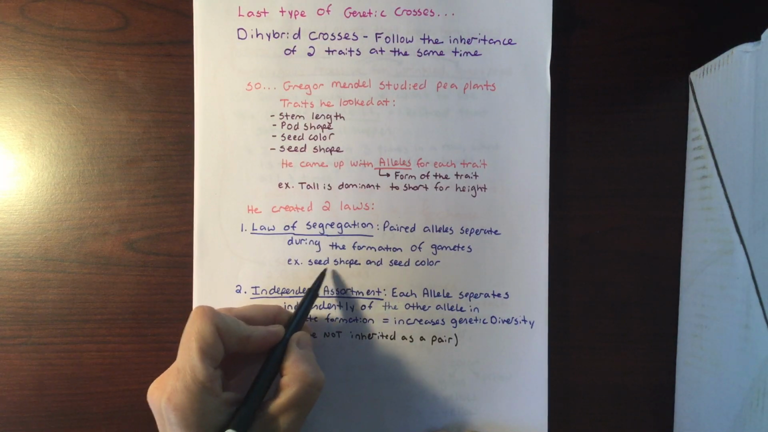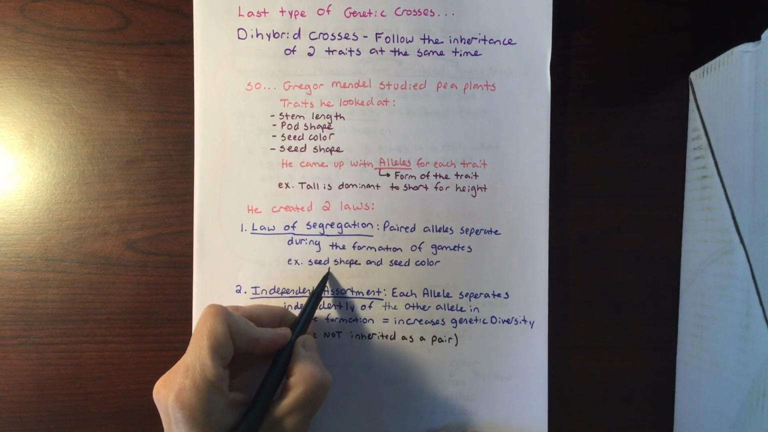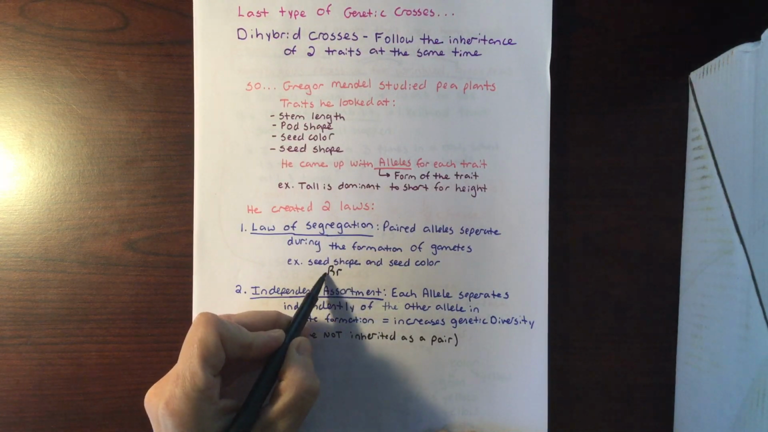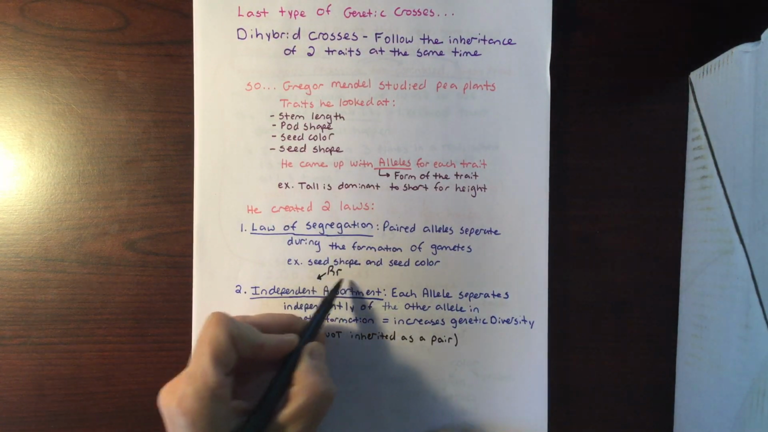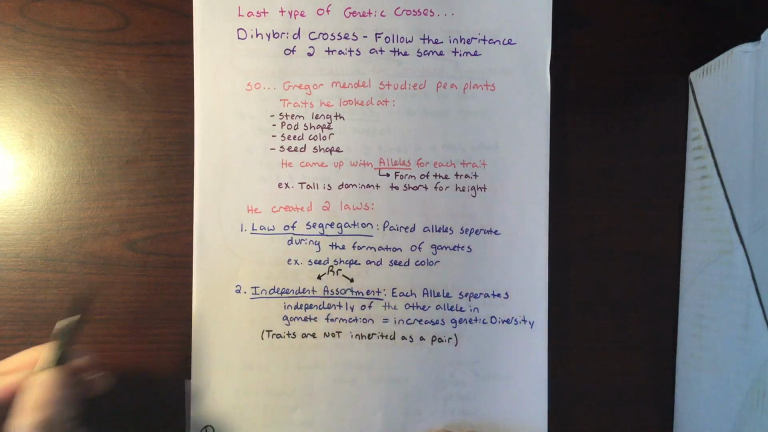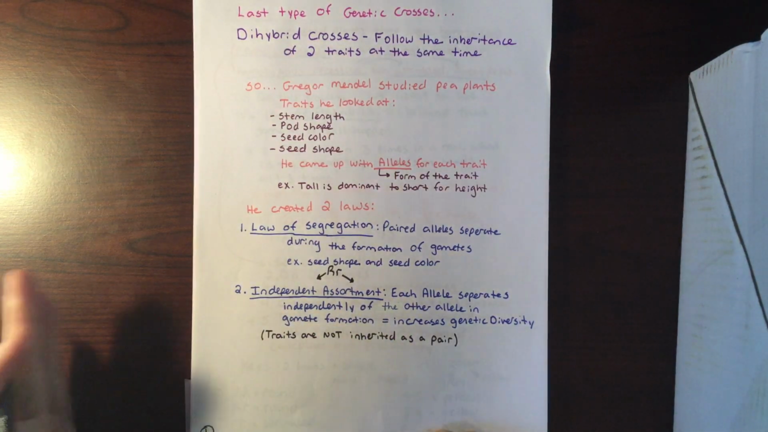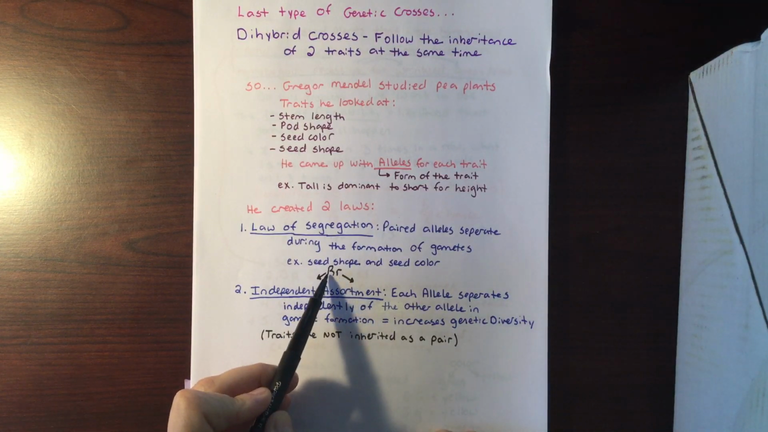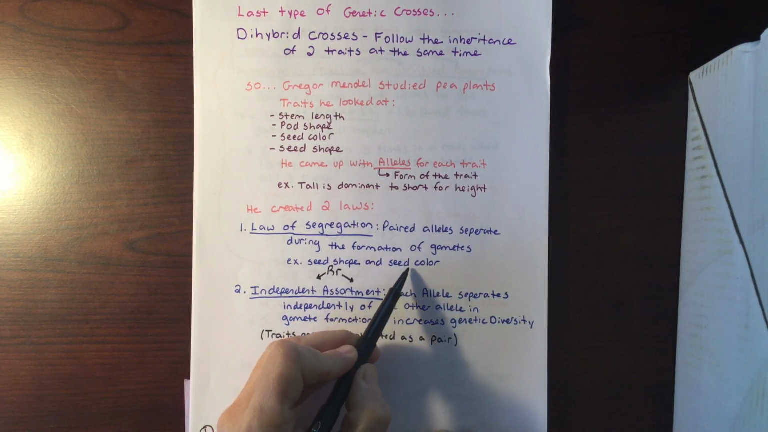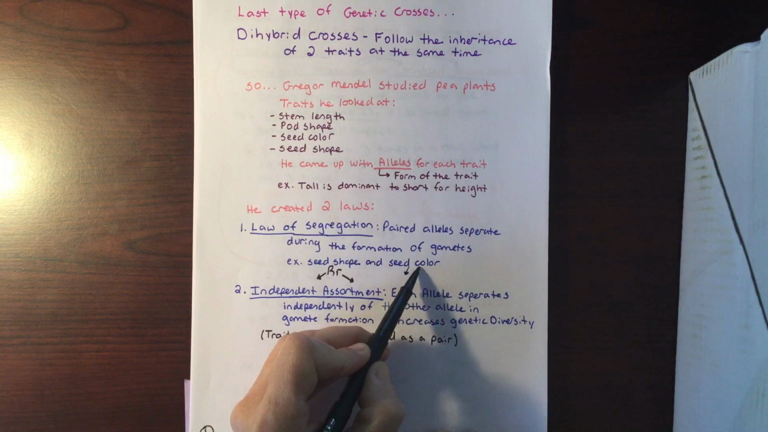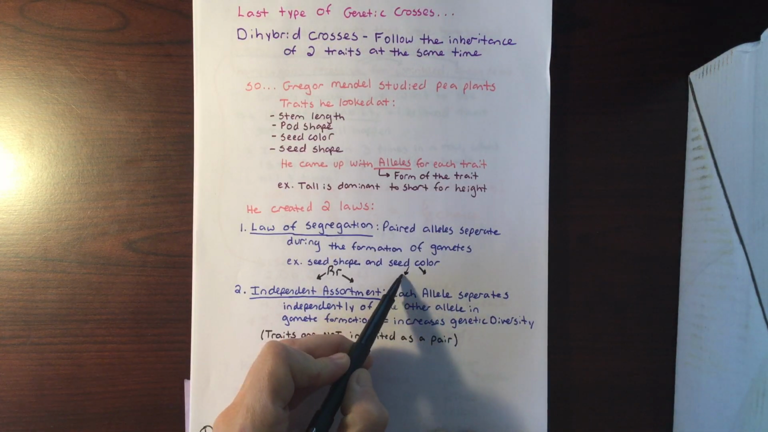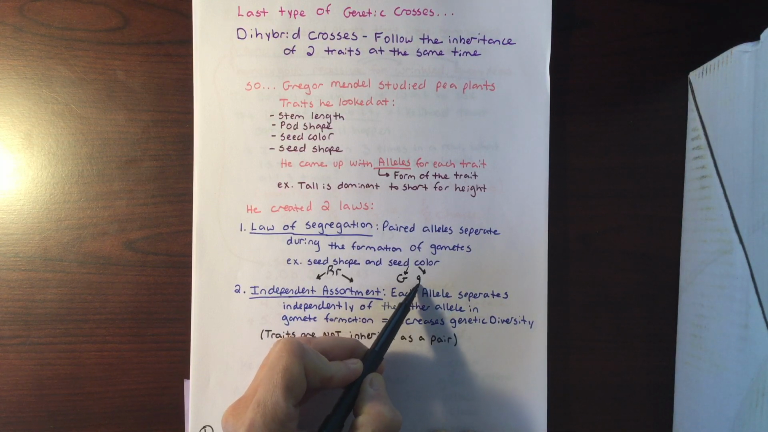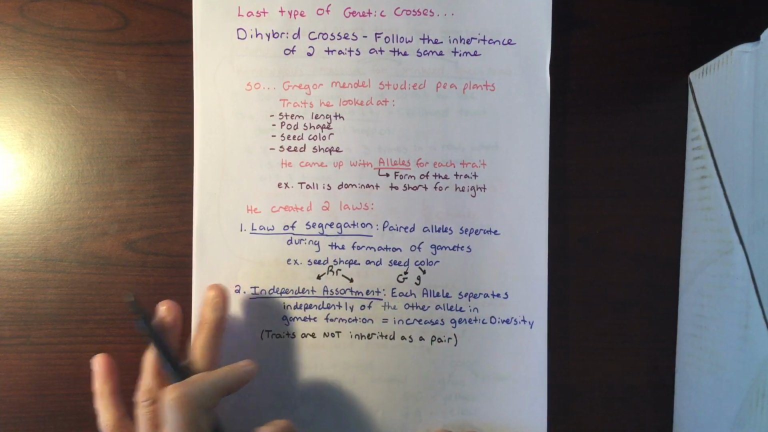With shape, we could say round and wrinkled. So maybe I have a heterozygous plant. These particular alleles are going to get separated. They're not going to get both the big R and the little r from that plant. Remember, one comes from mom, one comes from dad, even in pea plants. So that plant is either going to get a big R or a little r. With color, we're going to talk about G's because we're talking about green and yellow. It's either going to get a big G if we're talking about heterozygous, or a little g. It's not going to get both of those.